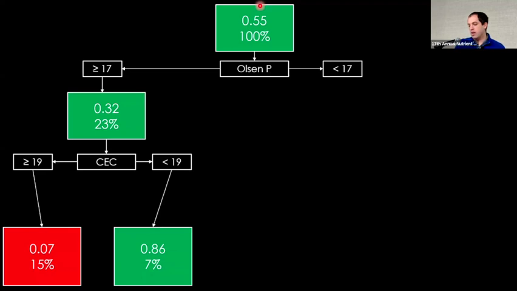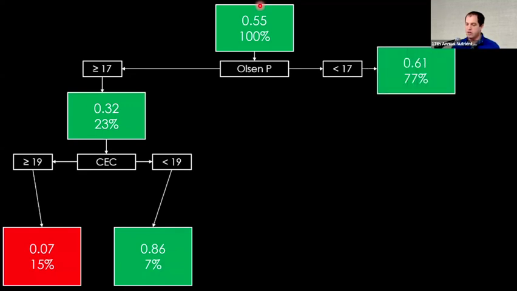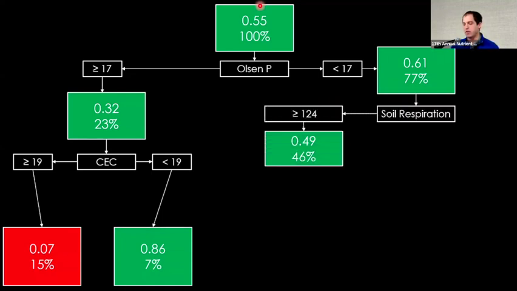If we're looking at Olsen phosphorus and you're less than 17, this is where we typically say always fertilize, but we know some fields didn't respond. Just using that number, 61% responded, which is what we typically think. So the next thing I wanted to use was soil respiration. It's saying if you have a high soil respiration, you still have a 40% chance of response, but also want to look at clay content.